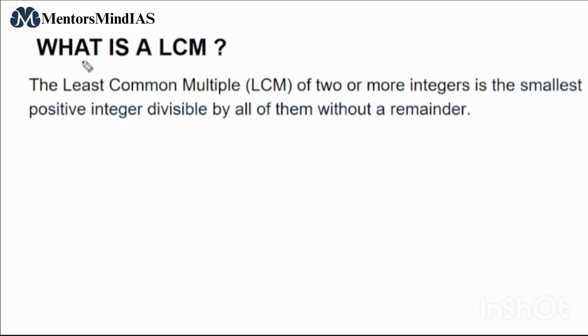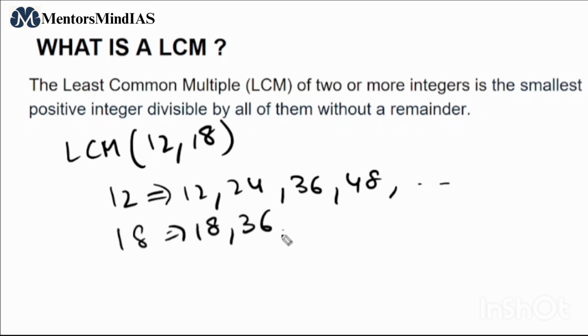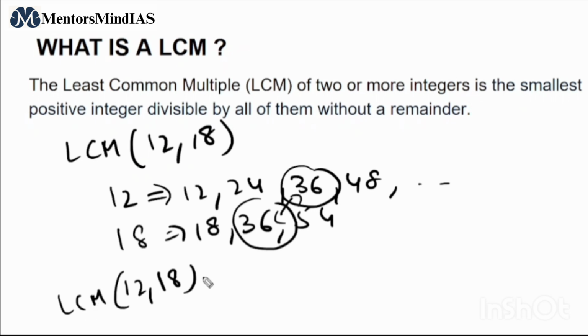Now if you have to find the LCM of some bigger numbers, say 12 and 18. For 12, your multiples are 12, 24, 36, 48 and so on. For 18: 18, 36, 54. The least common multiple in both these is 36. So the LCM of 12 and 18 is 36, which is your answer.